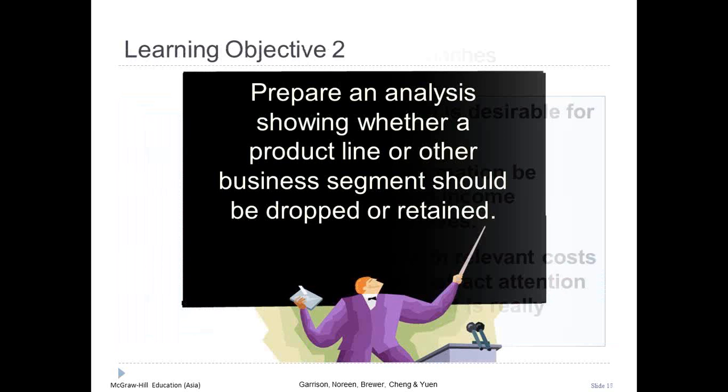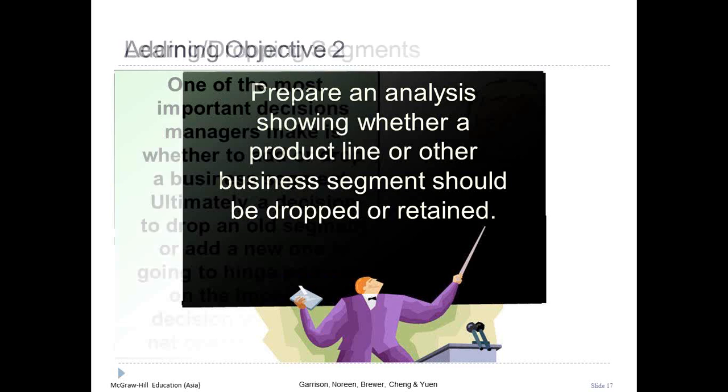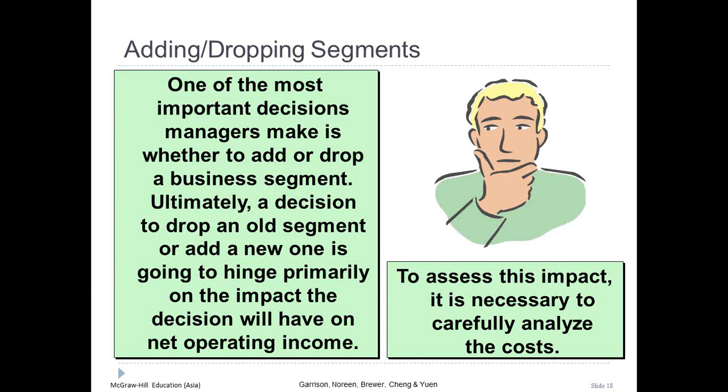So learning objective number 2 is to prepare an analysis showing whether a product line or other business segment should be dropped or retained. One of the most important decisions managers make is whether to add or drop a business segment. Ultimately, a decision to drop an old segment or add a new one is going to hinge primarily on the impact the decision will have on net operating income. To assess this impact, it is necessary to carefully analyze the costs.